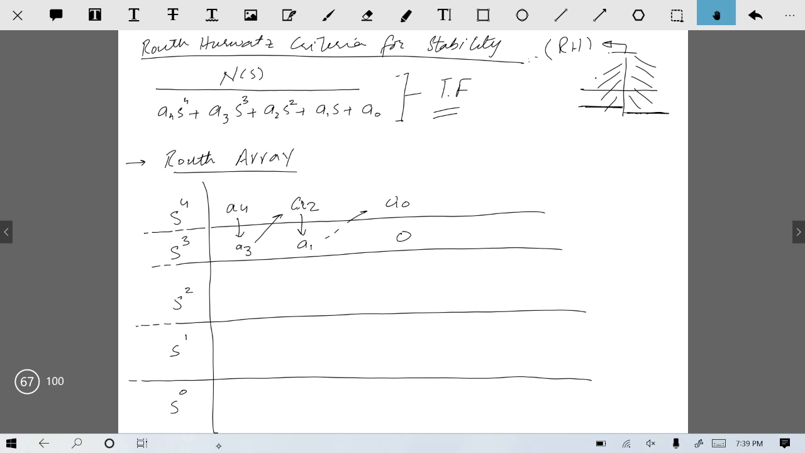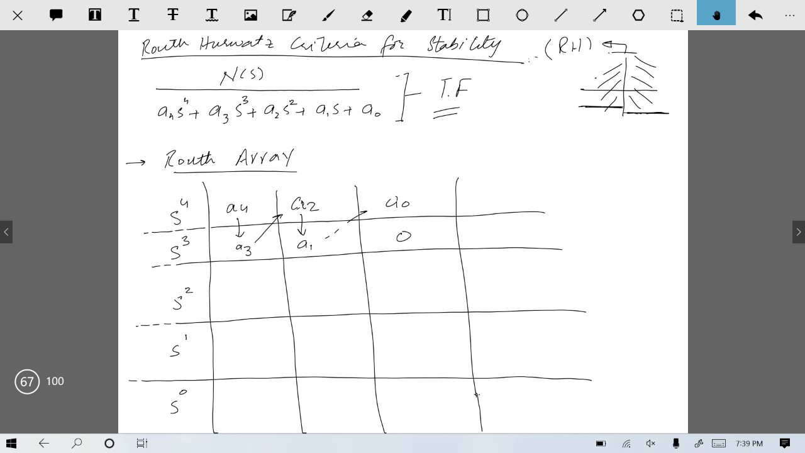So what would be over here? You don't even need to draw these vertical lines as well. I'm just drawing them for the sake of understanding. So what would be in these blocks? We need to fill up these blocks.